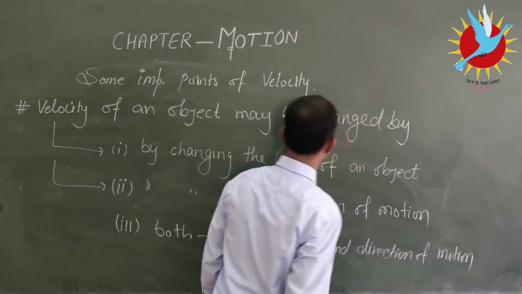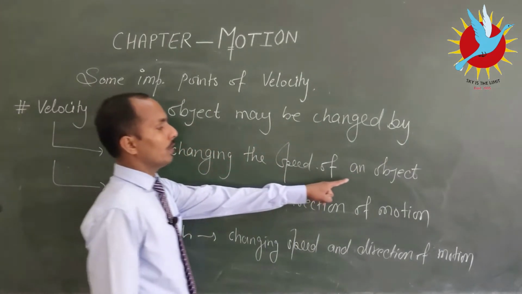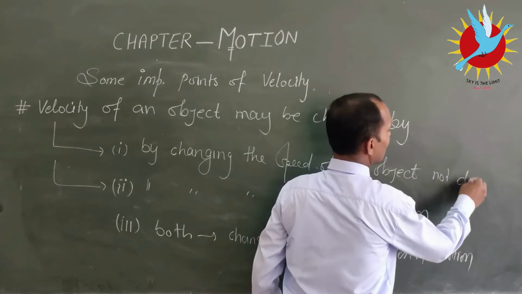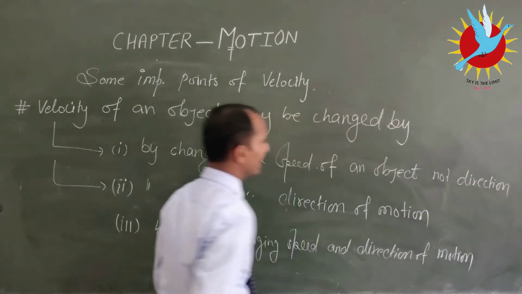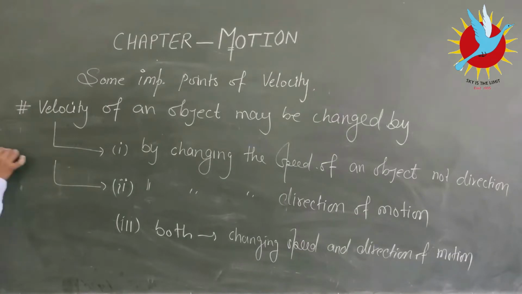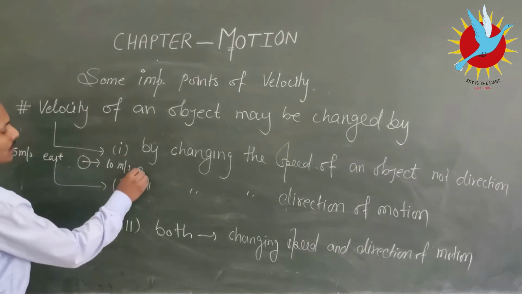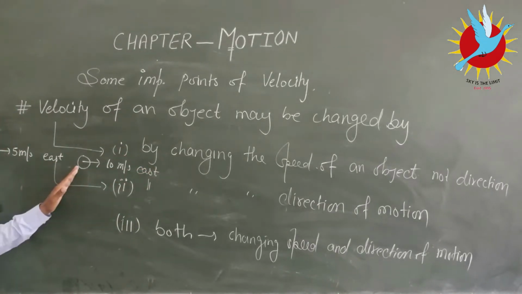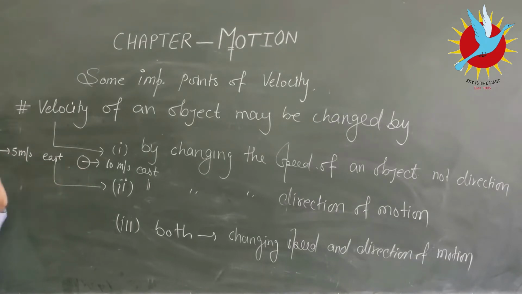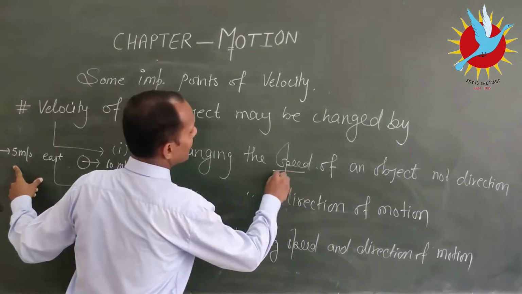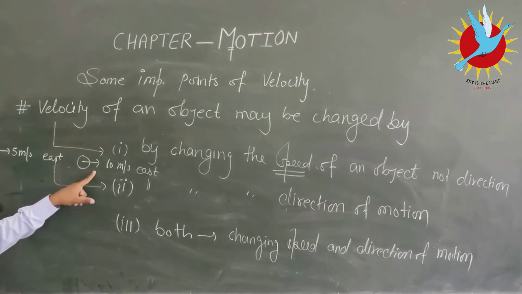The first case is by changing the speed of an object, not direction. It means a body is moving with 5 meter per second along east. After some time you find that its velocity becomes 10 meter per second along east, but direction is not changed. Then you can say that velocity changes only by changing speed, but direction is the same.